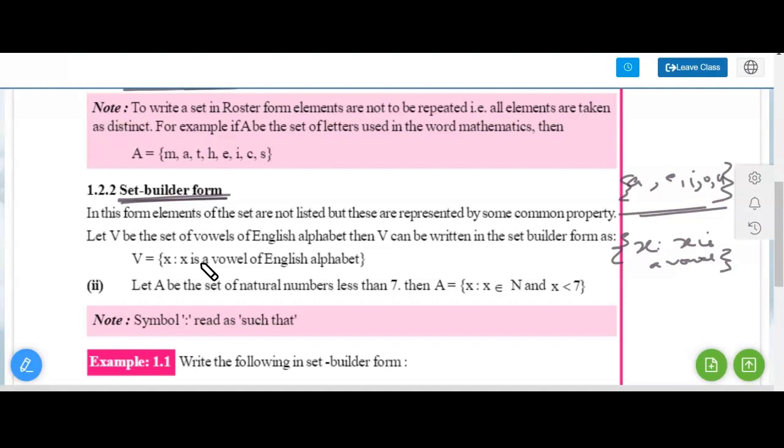Now see the second example: let A be the set of natural numbers less than 7. Natural numbers start from 1, then comes 2, then 3, 4, 5 and 6. So these are the numbers. How will you represent it? x is any element of the set where x belongs to natural numbers, and the second condition is x is less than 7. Both conditions you have to write connected using 'and'. This is the way set builder form is written to represent a set.